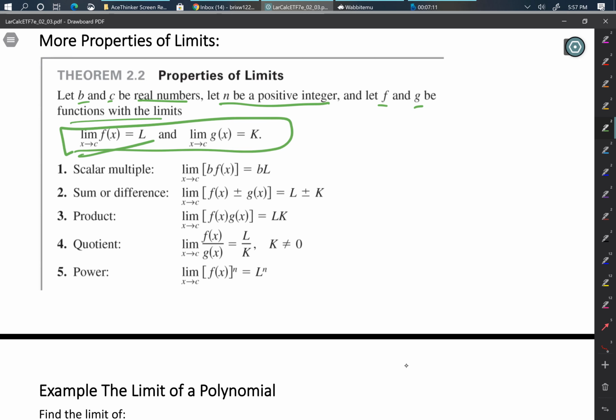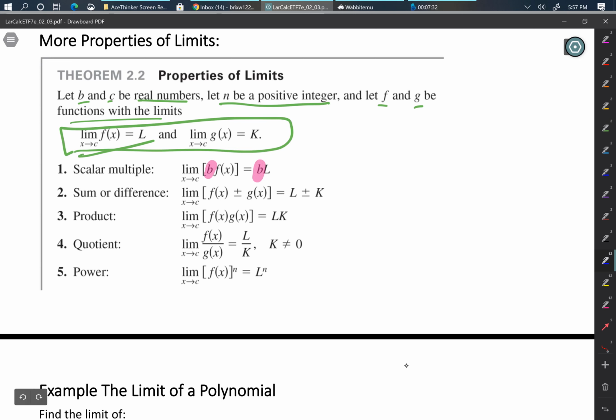Right? We have 5 rules here. Rule number 1, the scalar multiple rule, says that if you have a scalar multiplier in front of your function, just simply find the limit of the function and multiply in that scalar multiple. So the limit of f of x is L. So b times that f of x is just going to be b times L.